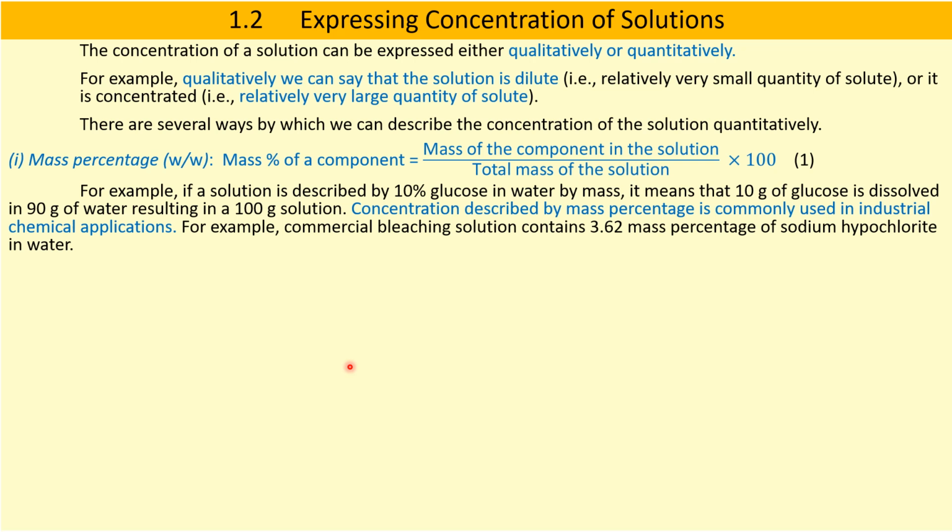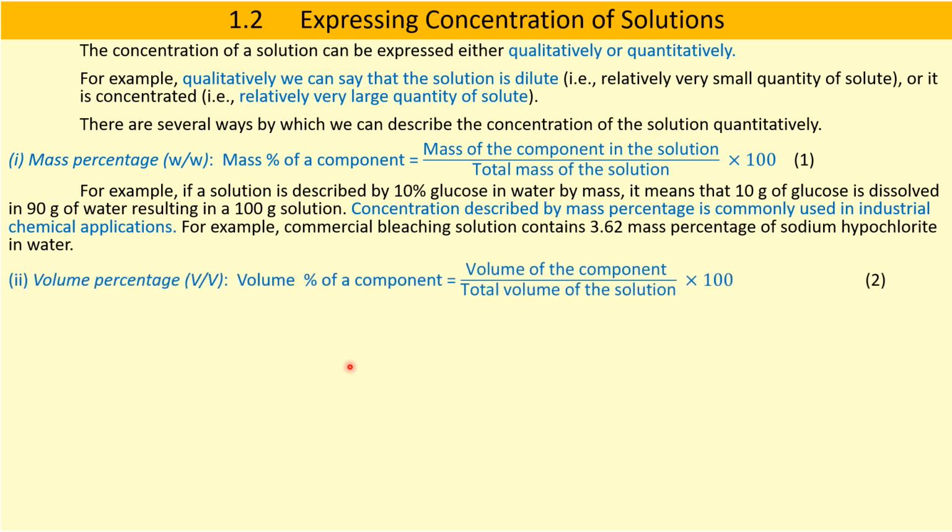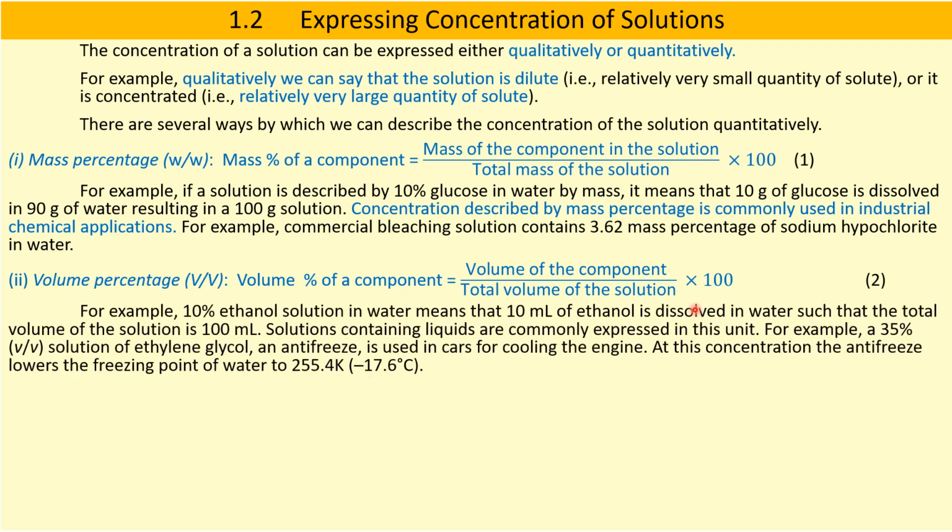The next one is volume percentage, volume V by V. V represents volume. So volume percentage of a component is volume of the component divided by total volume of the solution into 100. Let it be equation 2. Example of V by V is 10% ethanol solution in water means that 10 ml of ethanol is dissolved in water such that the total volume of the solution is 100 ml.